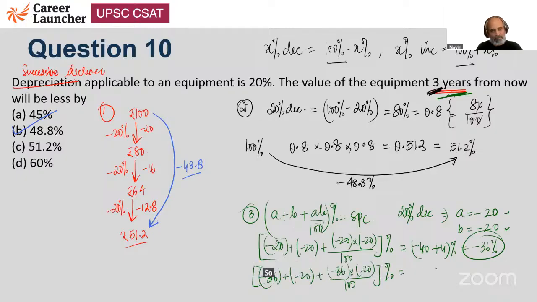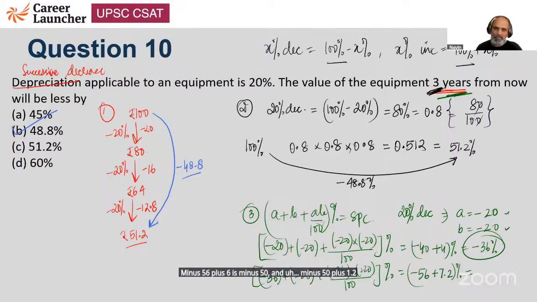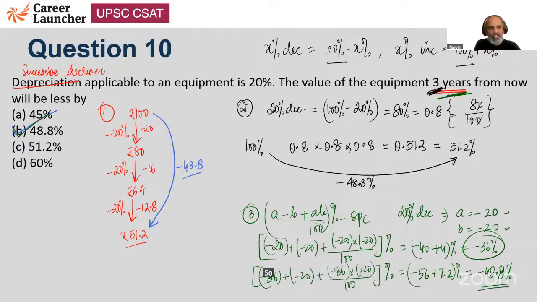So minus 36 minus 20 is going to be minus 56. And this is going to be plus 7.2. Minus 56 plus 6 is minus 50. And minus 50 plus 1.2 is minus 48.8. So it decreased by 48.8%.